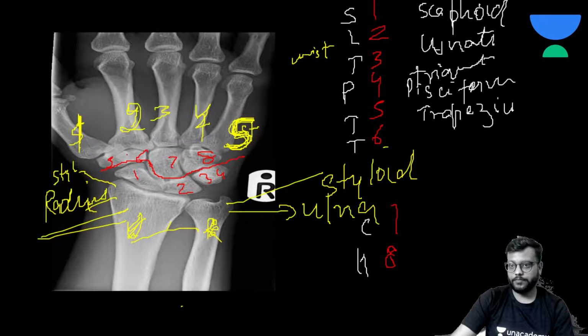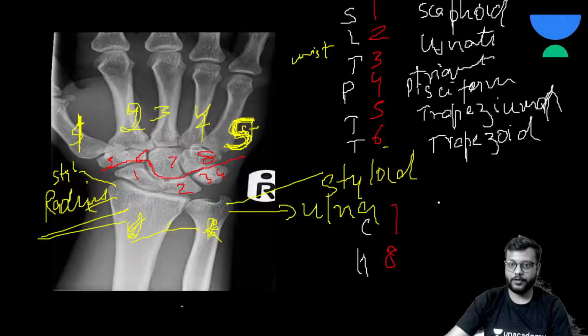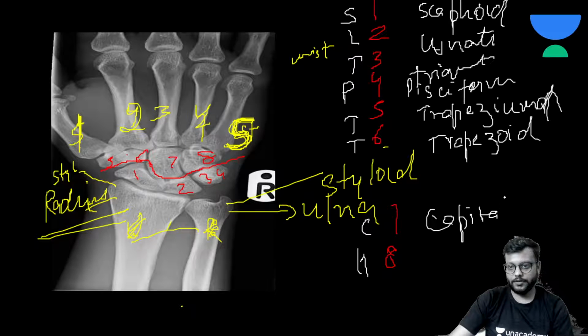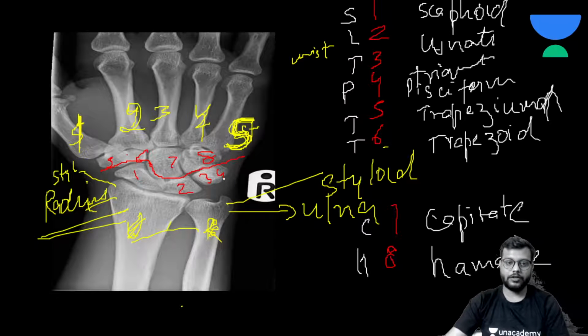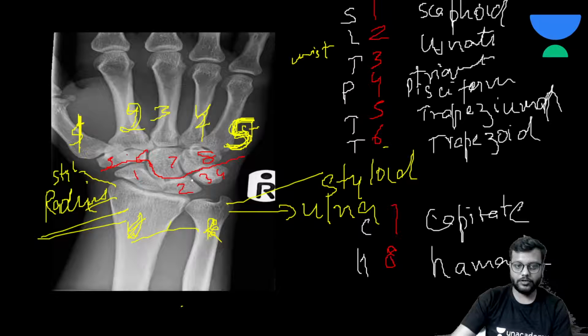Okay, fifth will be trapezium. Sixth will be trapezoid. Eighth will be capitate and hamate. Okay, so this is the normal radioulnar joint.